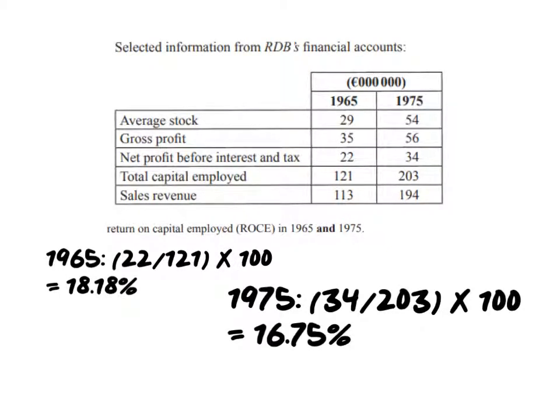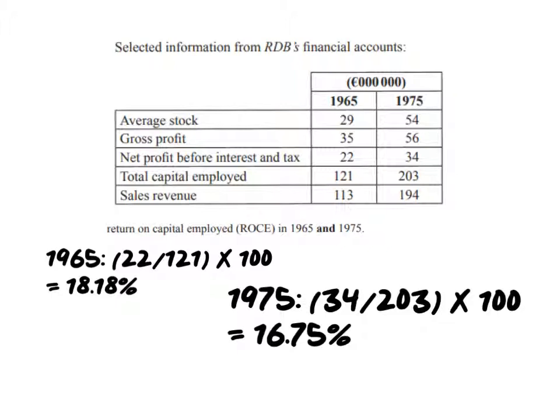So in 1965, we've got 22 million divided by 121 million times by 100. It'll get us 18.18%. In 1975, we do 34 million divided by 203 million times by 100. It'll get us 16.75%. So you can see the highest ROCE was in 1965. Now, if I was looking at these dates and if I was an investor thinking as to whether to invest or not, I mean, obviously there's a big 10-year gap between the two dates, but I would see that the ROCE has fallen.